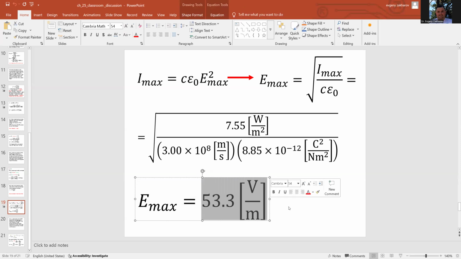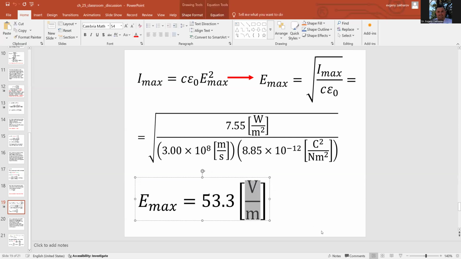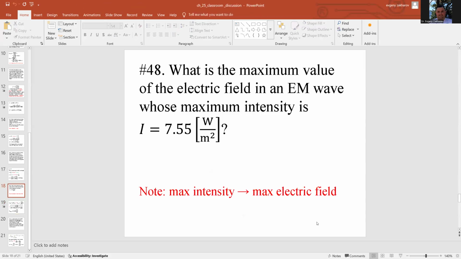And for the electric field, remember we had an option for newtons per coulomb because that's the definition, the electric force over the charge. But then we discussed the connection between the field and the voltage, the electric potential. So the most common scenario is not newtons per coulomb, but rather volts per meter. So it's 53 volts per meter.